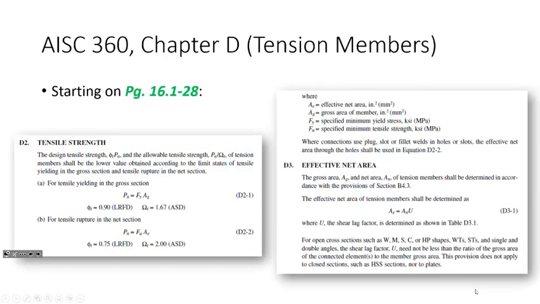Okay. Now, I want everybody that brought their AISC 15th Edition Steel Construction Manual to open it up to Chapter D. So we're opening up the spec. We're in 16.1-28, okay? This is going to be our first real foray into the specification. So if you look at the top, we're in section 16. We're going to be in chapter D, so it should be 16.1, and it should be page 28.